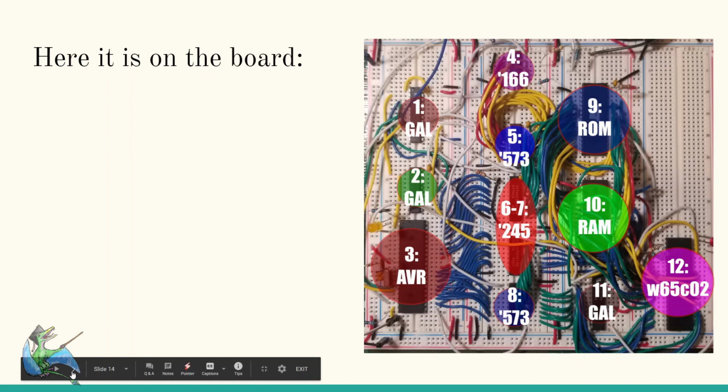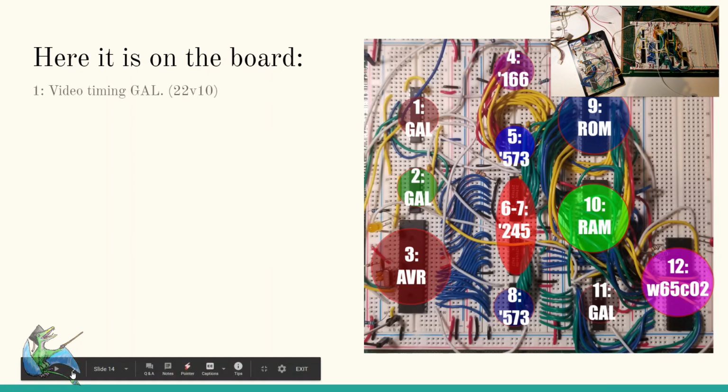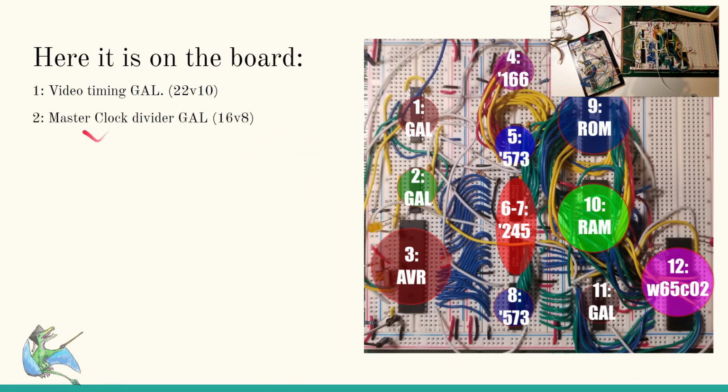So here's what we've actually built. If we look at the computer, we've got the video timing GAL right here, a master clock divider, that's where the pixel clocks are derived, the CPU, the MCU, the CRTC.